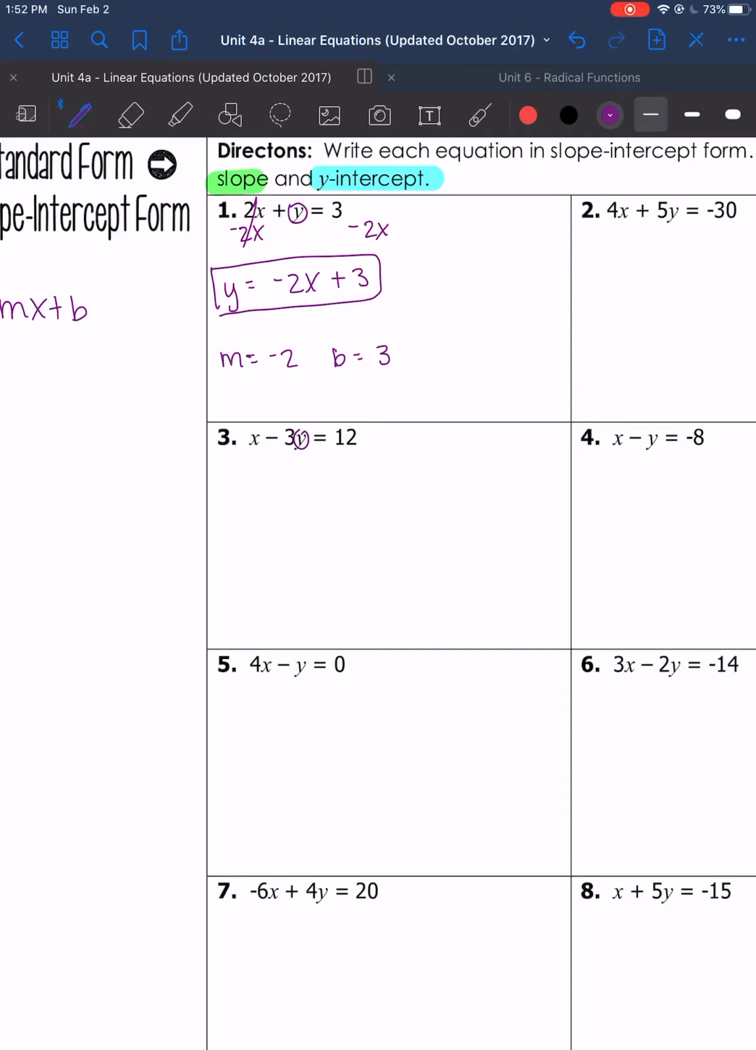So here's y, and we want y by itself. So I'm going to subtract x from both sides. I'm going to have negative 3y equals negative x plus 12. And I'm going to divide by negative 3. So those negative 3's go away, and I have y equals 1/3 x minus 4. And my slope is 1/3, and my y-intercept or my b is negative 4.